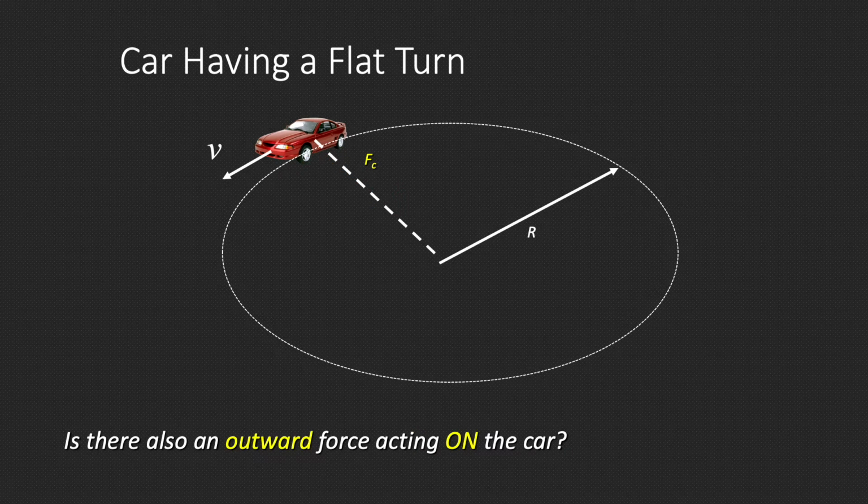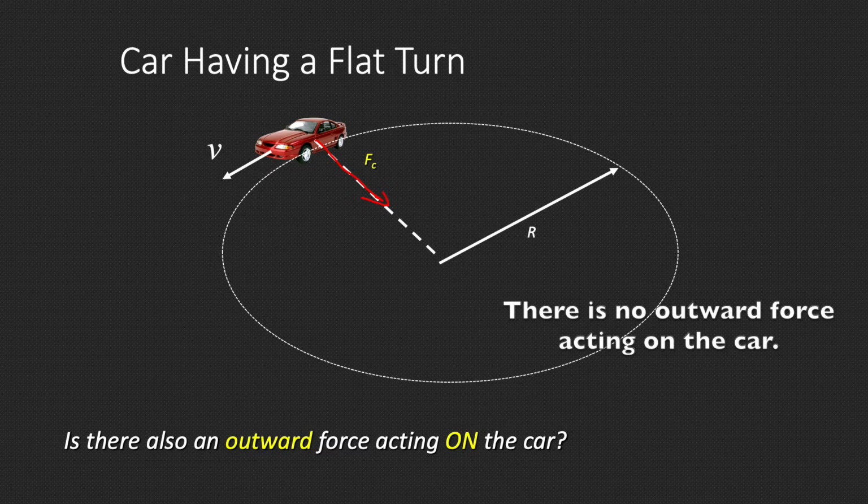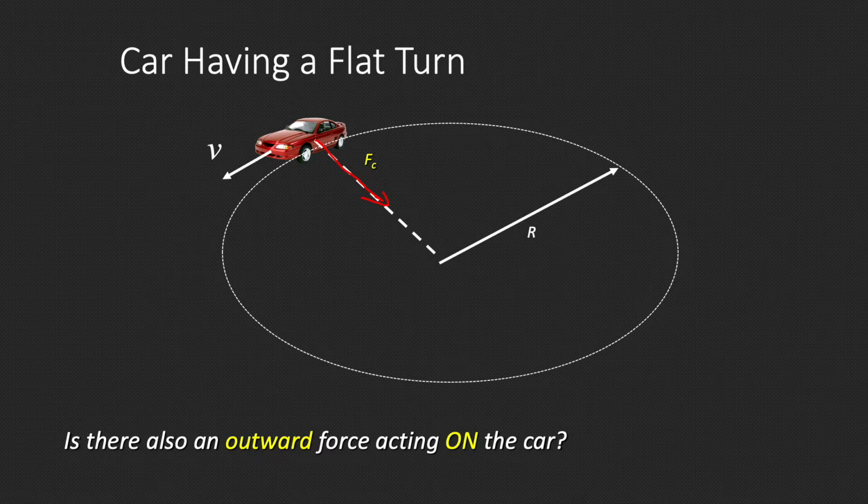Now, if we have an inward force, or what we call the centripetal force, acting on the car, is there also an outward force acting on the car? Again, there is no outward force acting on the car. It is only inward force. There is an outward force, but it's the force applied by the car on the road, not on the car itself. So again, there is only inward force. There is no outward force.